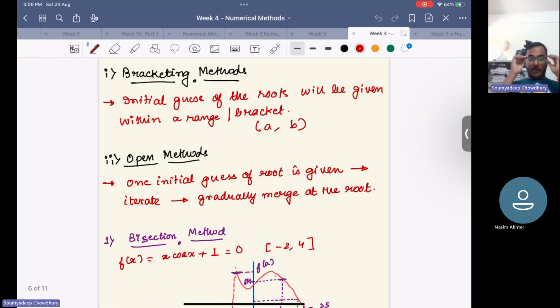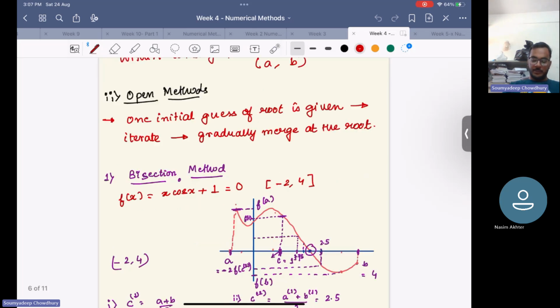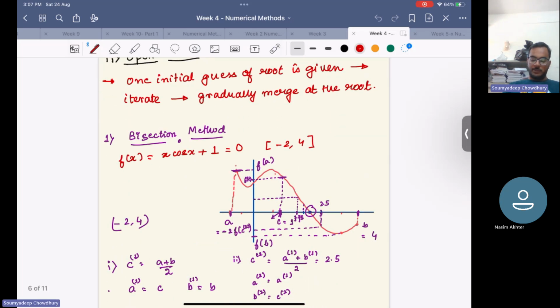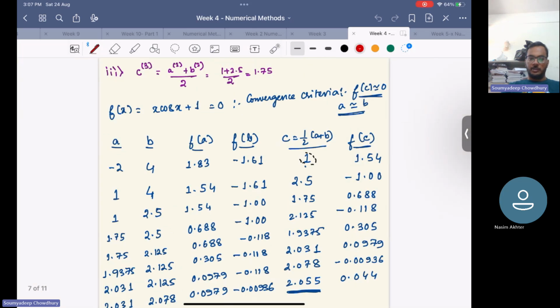Then we learnt about the bracketing methods and the open methods. What is the main difference between them? In bracketing methods, the initial guess of the root is given in the form of a particular range or bracket. Whereas in open methods, there is a single initial guess of the root, and we iterate over it using a particular iterative technique. After a few iterations, we gradually converge towards the root.